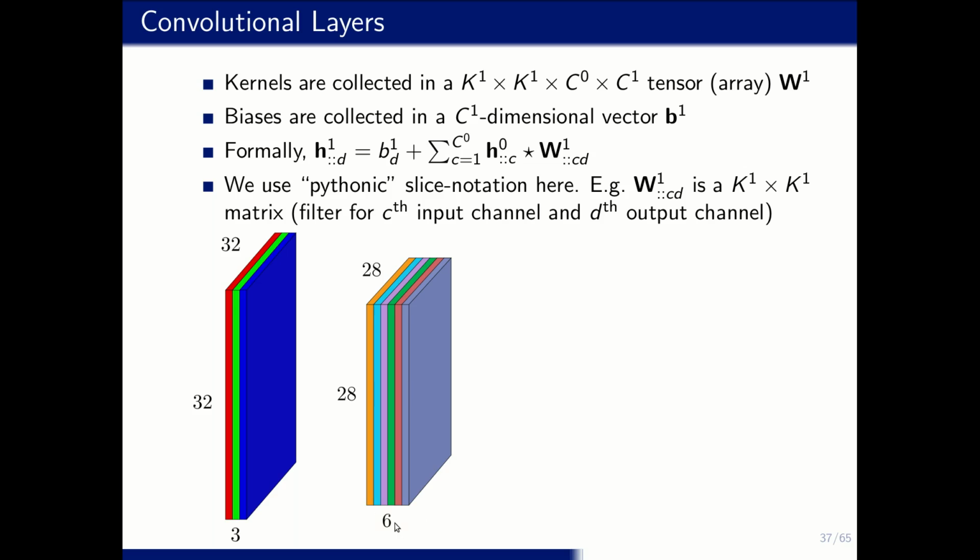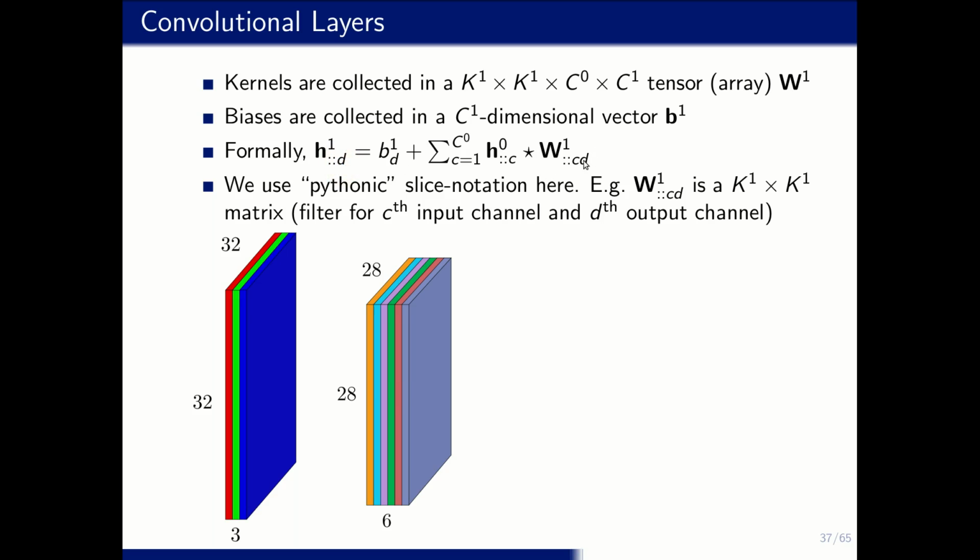And formally, to go from our input image, the zeroth feature map H0, again each feature map is essentially a 3-dimensional array. The zeroth feature map is 32 times 32 times 3, and the first is 28 times 28 times 6. Formally, to go from the input feature map to the output feature map, from H0 to H1, we do this. We take, D is now the output channel.